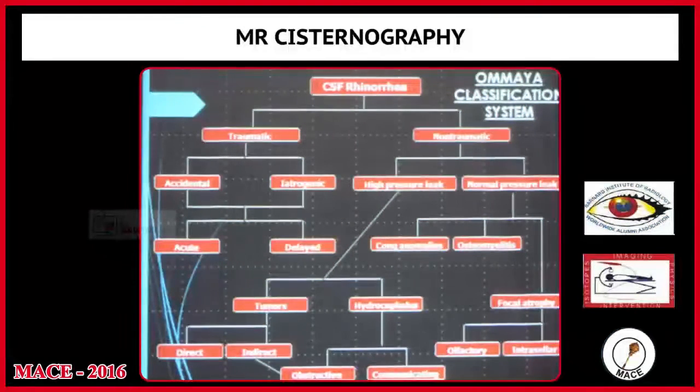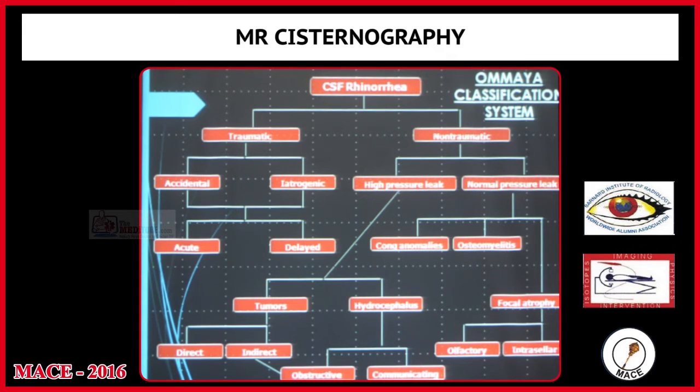What are all the causes? So this is the Omaha classification system, and around 90% of the cases are because of traumatic causes, either accidental or iatrogenic. It can be acute, which can be seen within the first 3 days of trauma, or the presentation can also be late. So around 90% of the CSF rhinorrhea is because of the traumatic causes. And the other traumatic cause is iatrogenic.